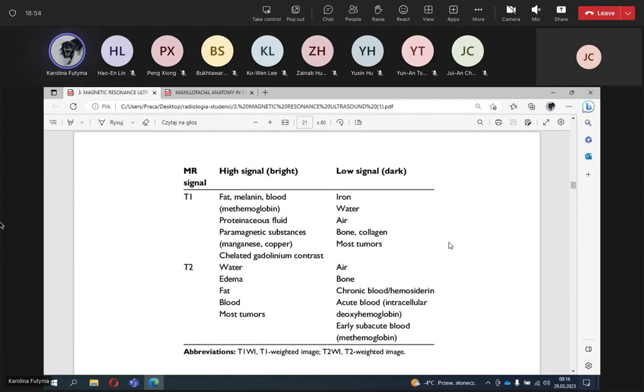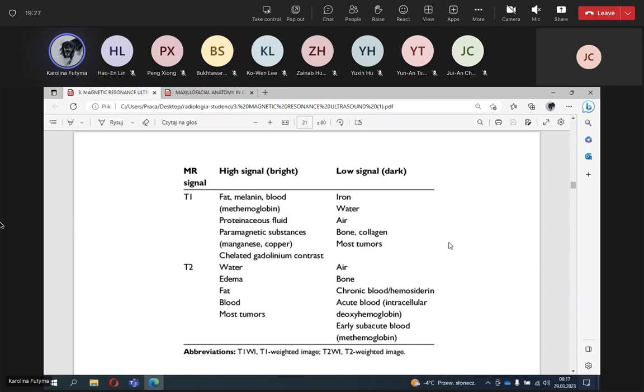Low signal, so hypo-intense areas, in T1 will be iron, water, air, bone, collagen, and most tumors. In T2, the high signal will be water, so fluids itself, edema, fat, blood, most tumors. And low signal, so hypo-intense in T2, is again air, bone, chronic blood, acute blood, early subacute blood, etc.